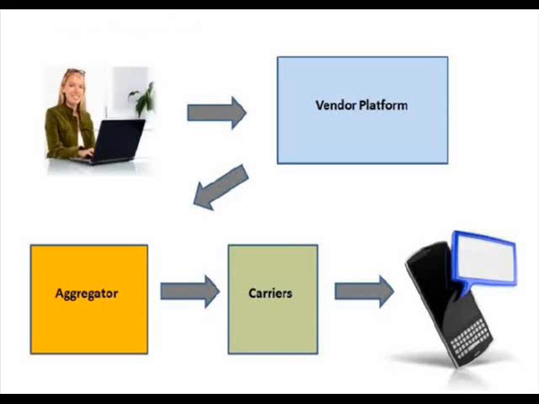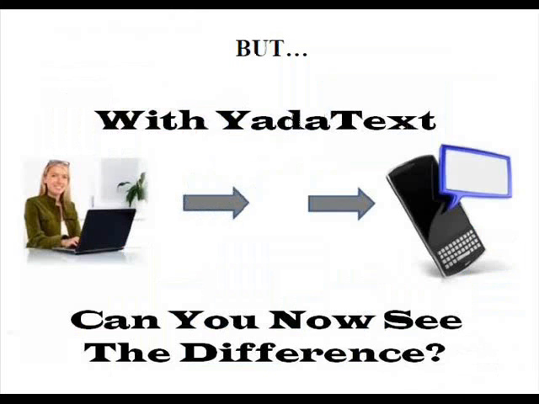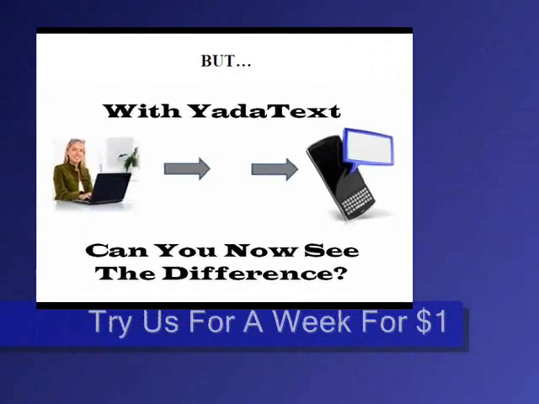The difference between the programs that are out there is, you're seeing it on the screen, you have a vendor platform, you've got an aggregator, you've got carriers. All of these middlemen, they add up to only one thing: higher fees, hypertext charges, all of this, and it simply operates from a computer on one end and it ends up on someone's cell phone. Yet with YattaText, what you're looking at is from your computer direct to the customer's cell phone with no middlemen. That's why we can do this with no per-text charges.